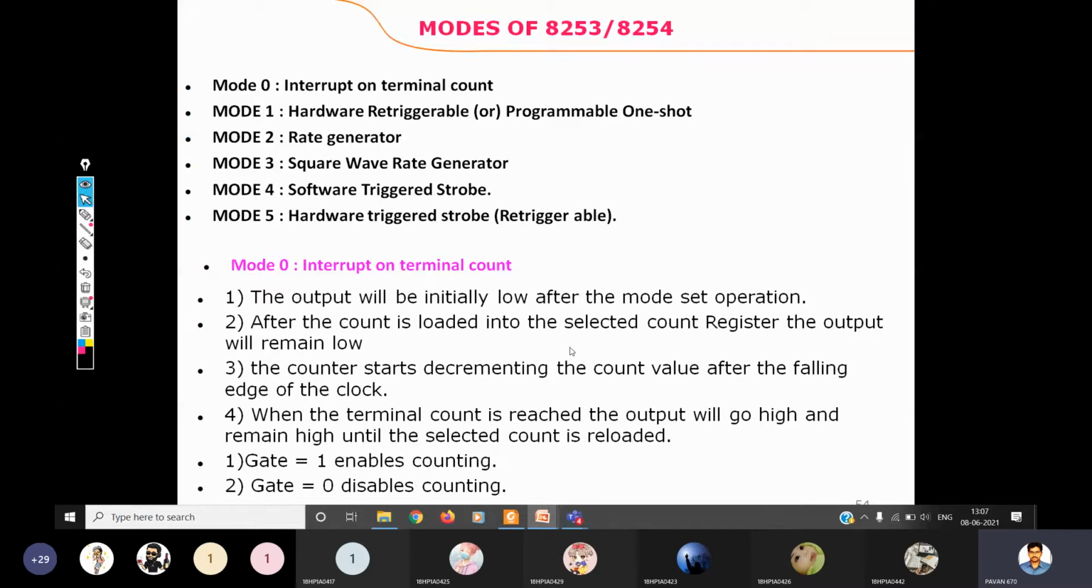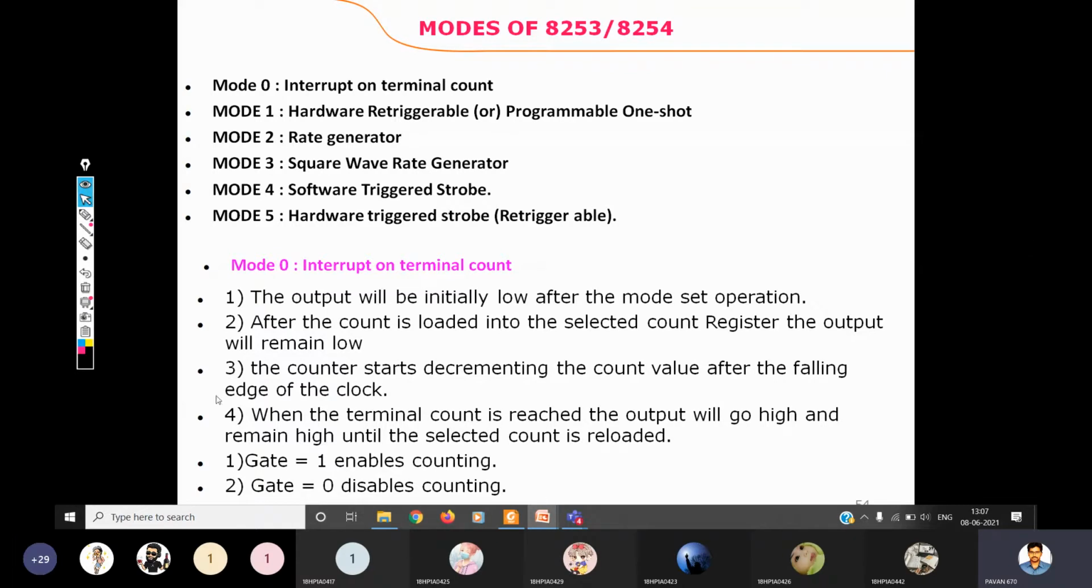Even after the counter, our required counter is loaded with the required value, the out signal will be in the low state. Once the loading of the count register with a particular value is completed, the counting starts.